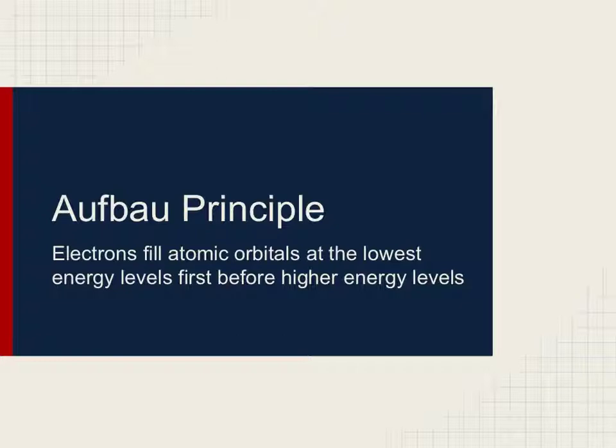The Aufbau principle is pretty simple. All it says is that electrons fill atomic orbitals at the lowest energy level first, before they enter higher energy levels, which is to say, electrons will occupy the first energy level before the second energy level, and the second energy level before the third energy level, which is another way of saying you're not going to find electrons in high energy levels before they fill low energy levels. Electrons want to be in the lowest energy state possible.